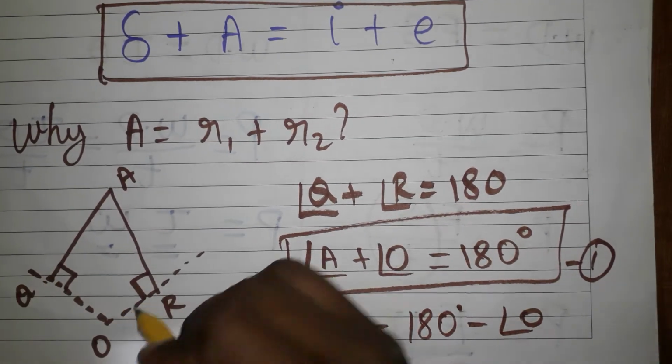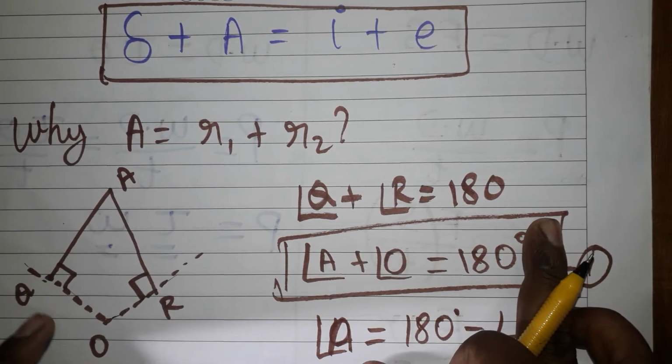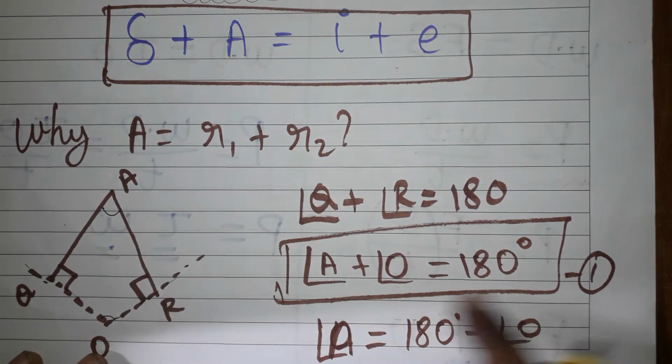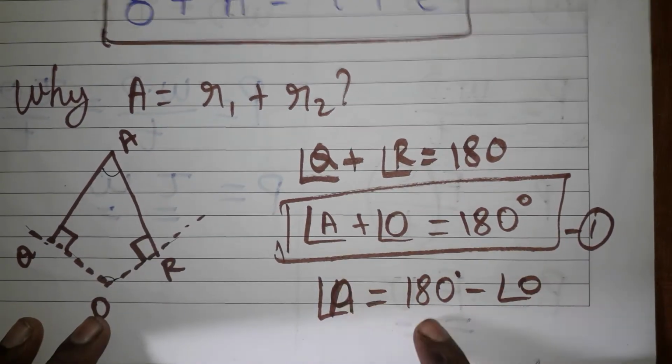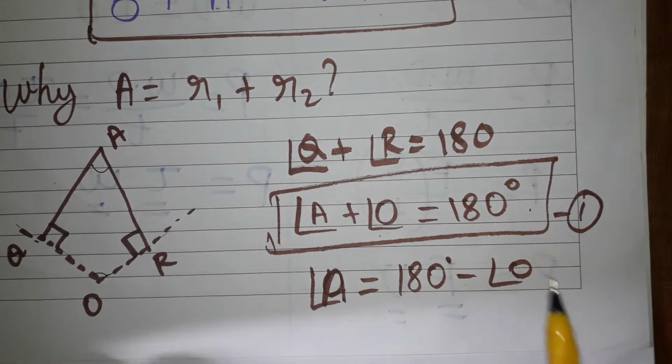Q plus R, because it's normal, this is also normal. Q plus R we can take as 180 degrees. Same thing, opposite: this angle A plus O will have 180 degrees. So now what is A? A is equal to 180 minus O. If you bring the left side to the right side, we can get 180 minus O.